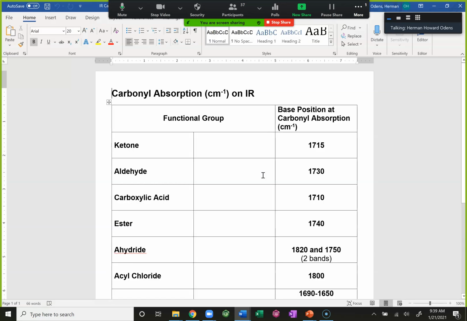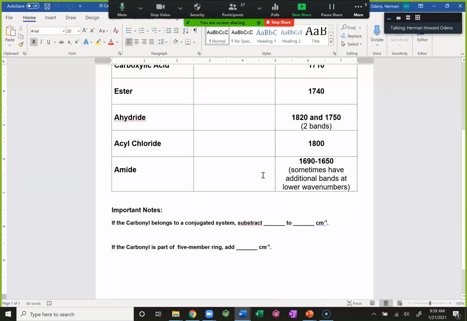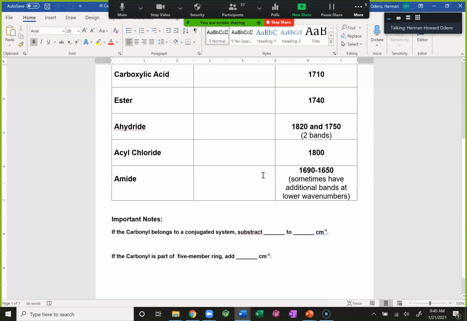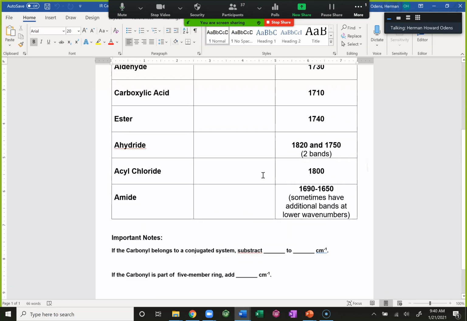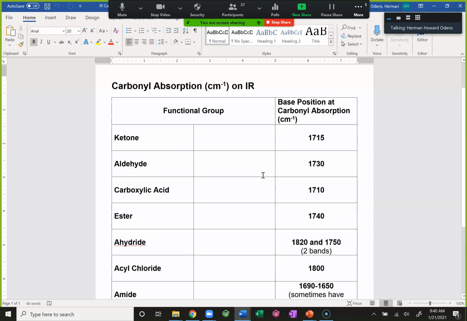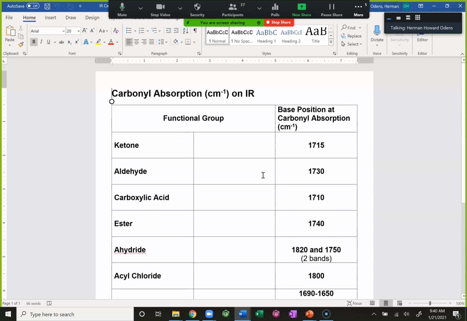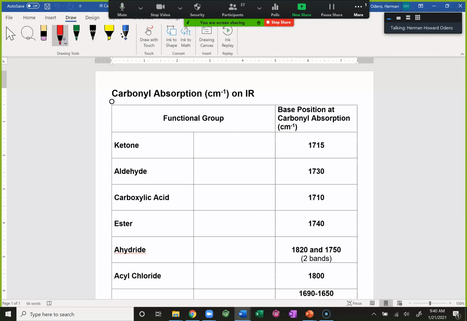All right, so basically I'll have this handout for you on the next milestone. All you've got to do is draw the functional group to remind you. While you're doing that, you will remember the baseline position of the carbonyl absorption.